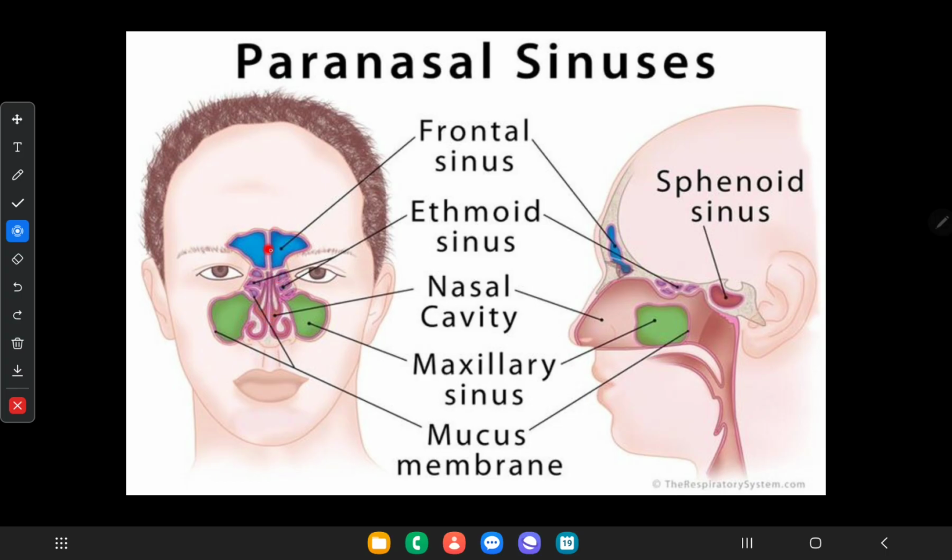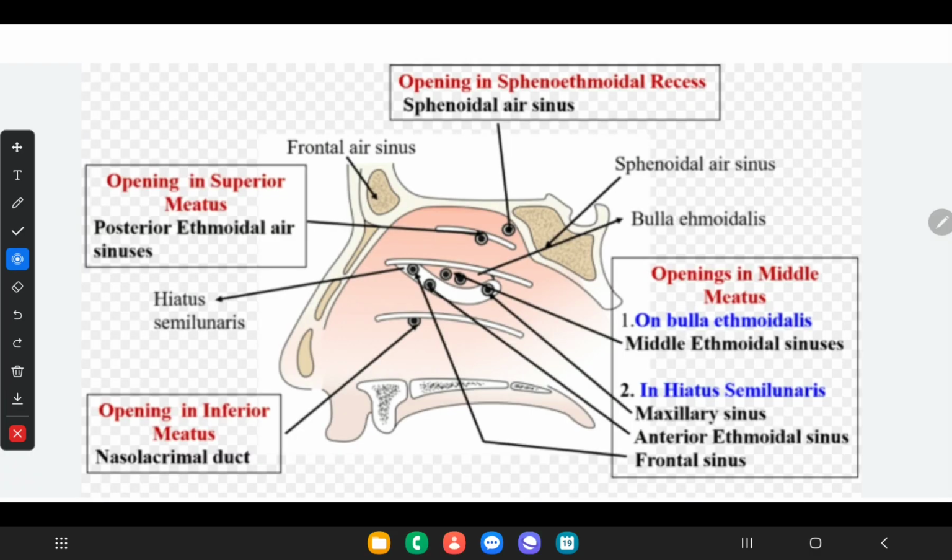Pus collection in the frontal sinus can drain into the maxillary sinus because these openings are related very closely, and the frontal sinus as well as the maxillary sinus drains into the middle meatus. Like in this picture, you can see this is the area where the maxillary sinus drains, and this is the area where the frontal sinus drains. So if there is a pus collection in the frontal sinus, it drains here.